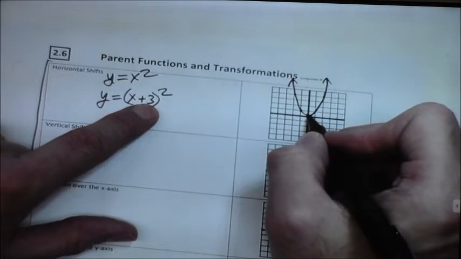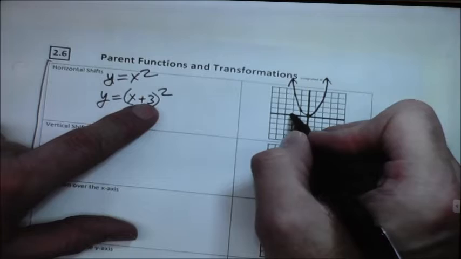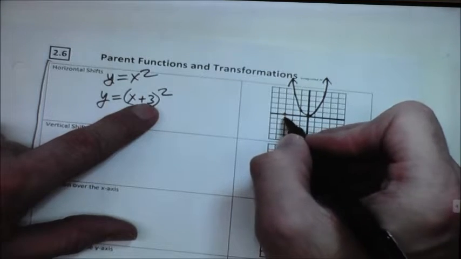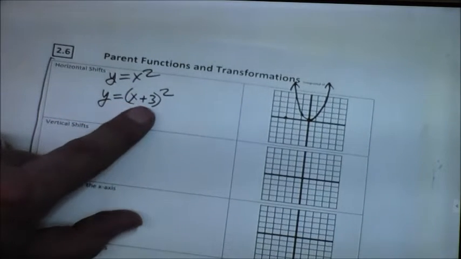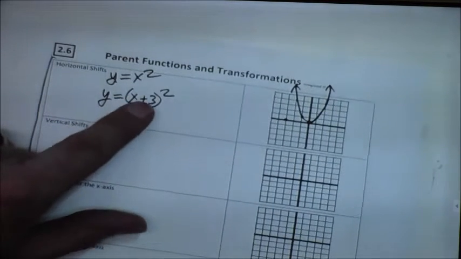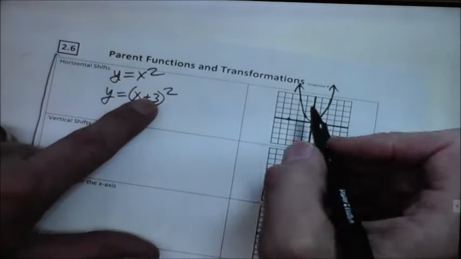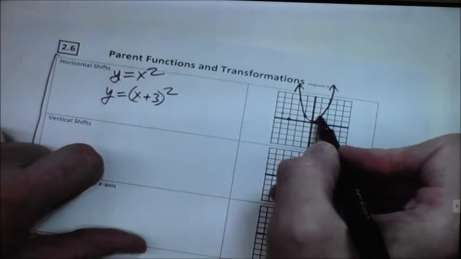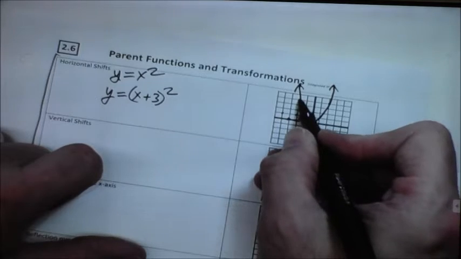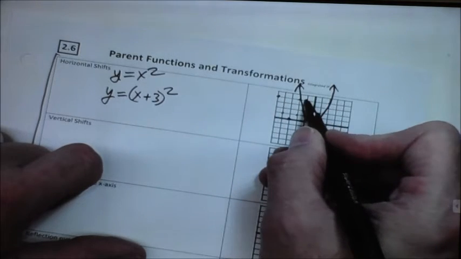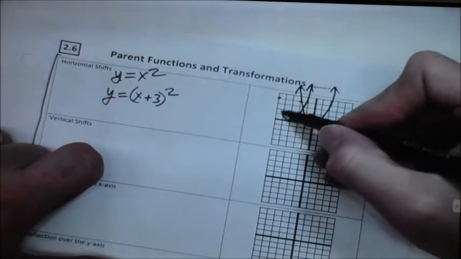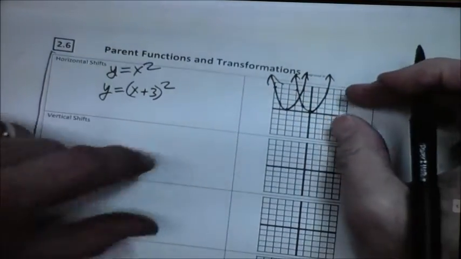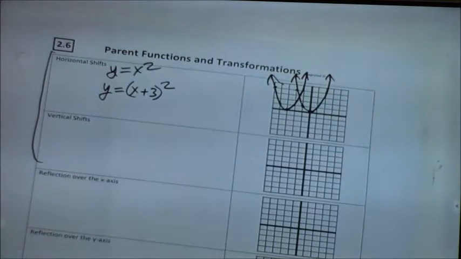So here, I'm at 0, 0. I would move over this way to -3. And what it's saying is move everything 3 spaces that direction. So even though it's a plus, it's actually the opposite sign that you do. You move everything 3. So this point goes over 3. This point goes over 3. This point goes over 3. That point goes over 3. And I end up with the parabola going this way. So the parent function moved over 3.